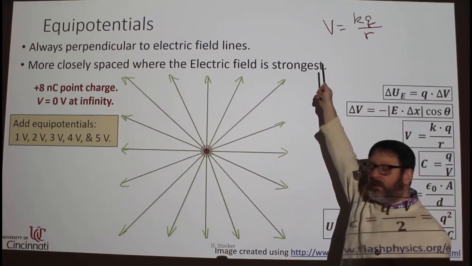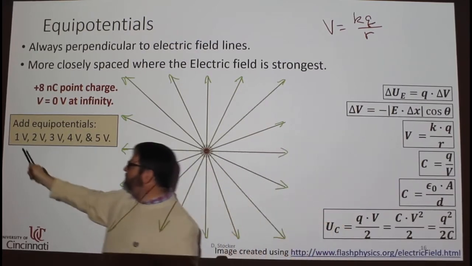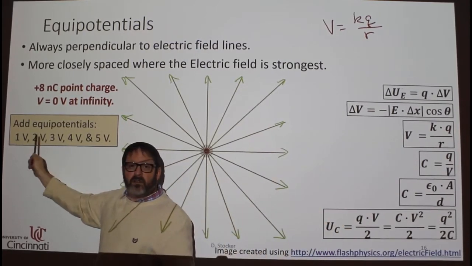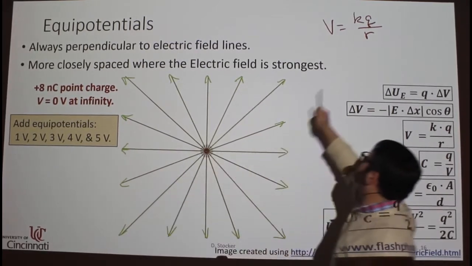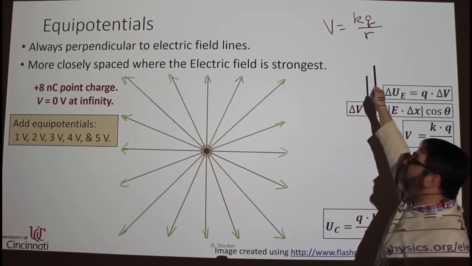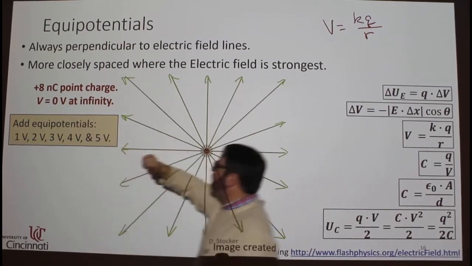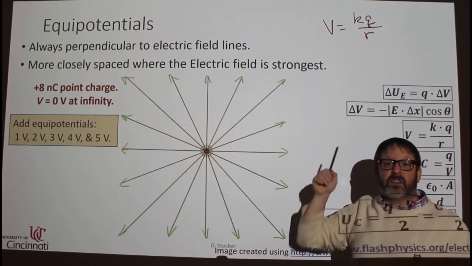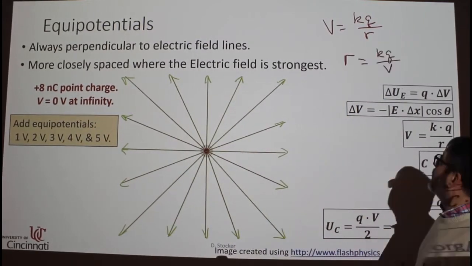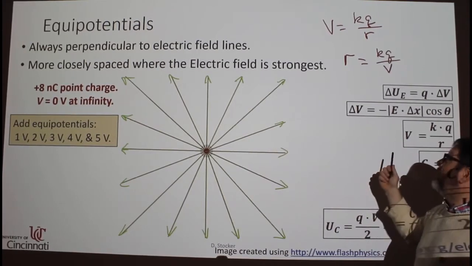So the V's, these are the potentials we're going to be looking at. We're going to use 1, 2, and 4 volts for that. So the V's are known. K is a constant. Q is +8 nanocoulombs. So we can rearrange this to solve for R. So R equals KQ over V.